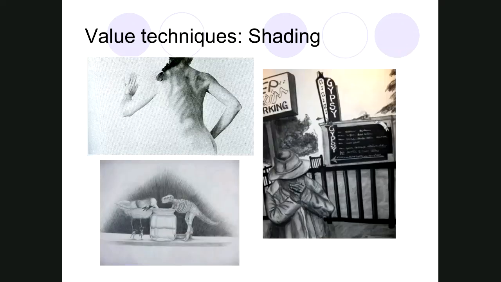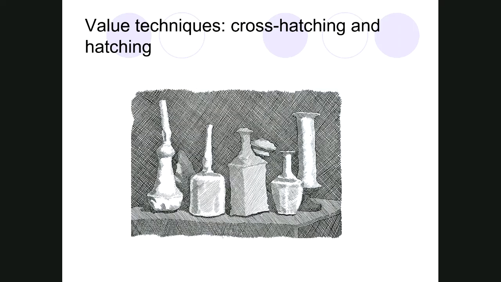All right, so like I said, the more that you look at value closely, the better you'll get at shading, and the better you'll get at hatching and cross-hatching. Cross-hatching is when lines cross each other, and the lines are used to suggest different values. Hatching is when those lines go in just one direction. And I think you're going to have to do some of that in your homework too.